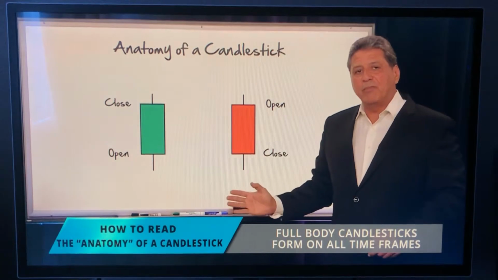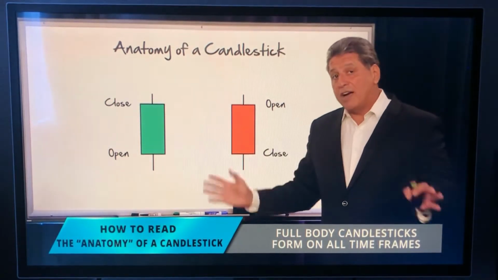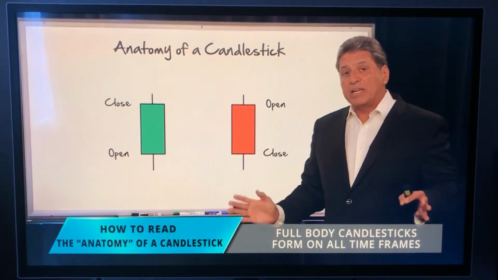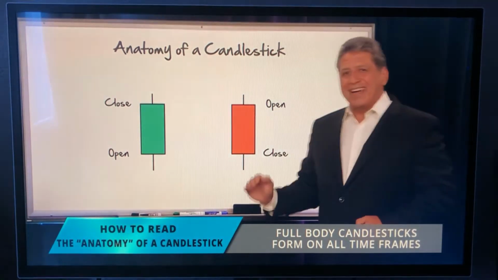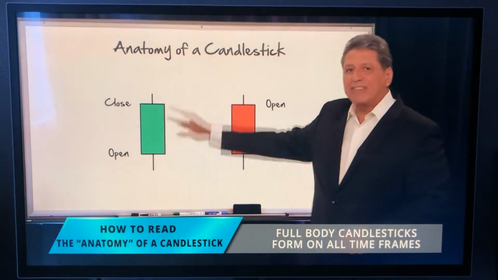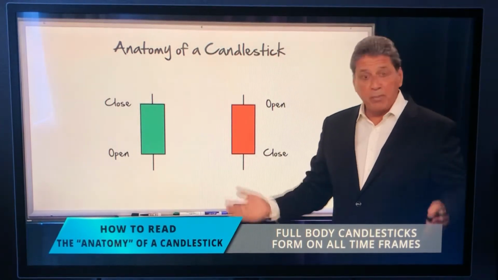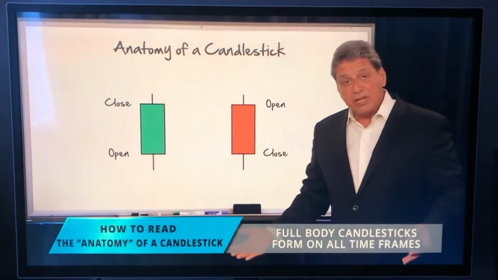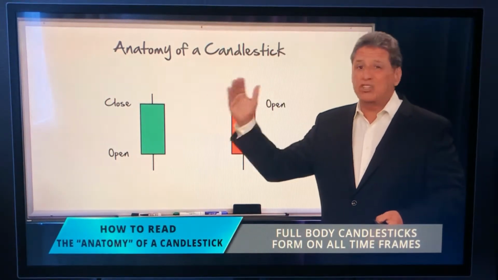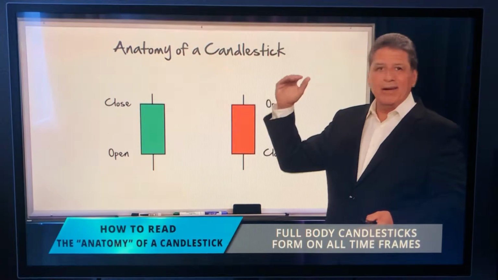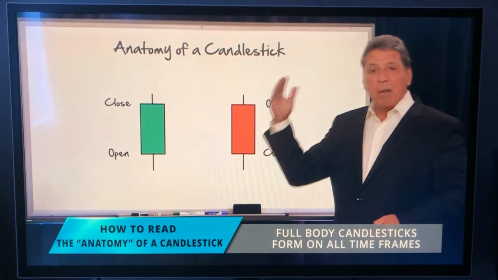Now, all these candlestick formations you'll be able to read on all time frames because they form on all time frames. Because what's really taking place is trading is all about price movement against time. And so these candlesticks may form on a 1-minute chart. They may form on a 5-minute chart. They may form on a 10-minute chart. They'll form on an hour chart, 2-hour chart, 10-hour chart, a daily chart, a weekly chart, a monthly chart.